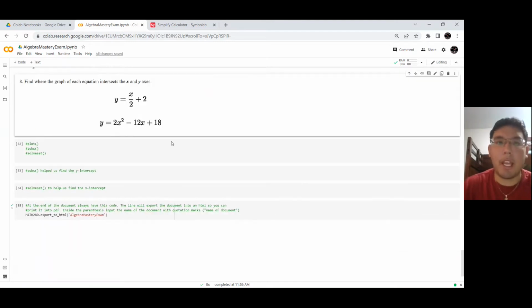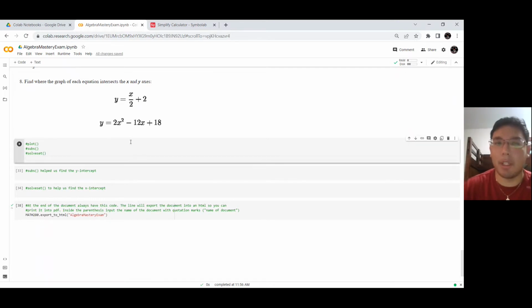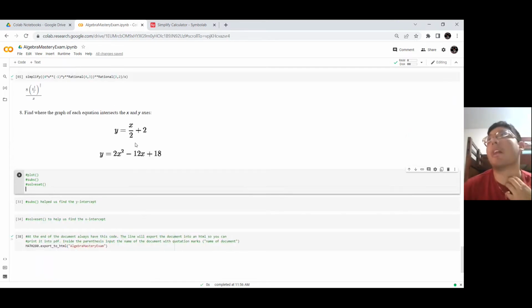All right, for problem 8, we have to find where the graph intersects the x and the y axes. So first, let's plot them. So we will be using the command plot to plot these. Okay, let's redo that.